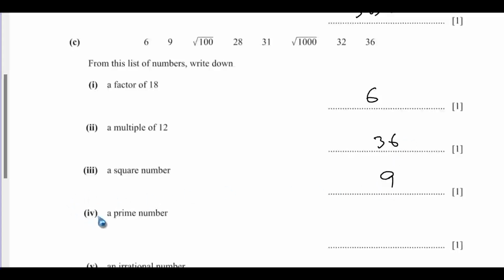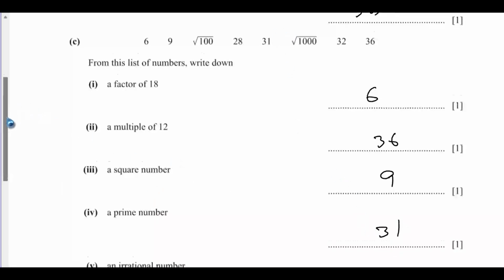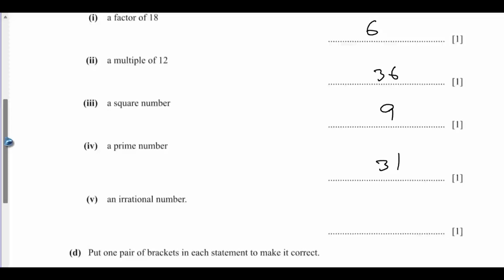Roman figure 4, a prime number. A prime number is a number that has only 2 factors, 1 and itself. It cannot be less than 2 factors, and it cannot be more than 2 factors. So in this case, the only prime number you have here is 31. Put 31 here. Let's go to Roman figure 5, an irrational number.